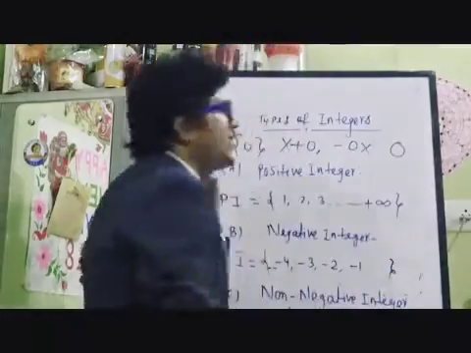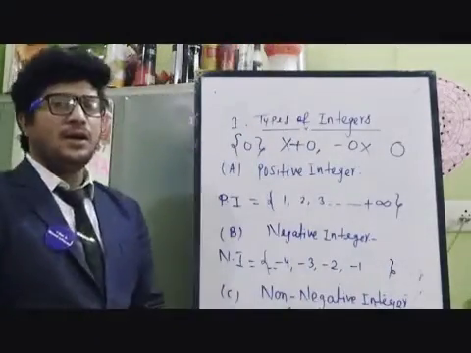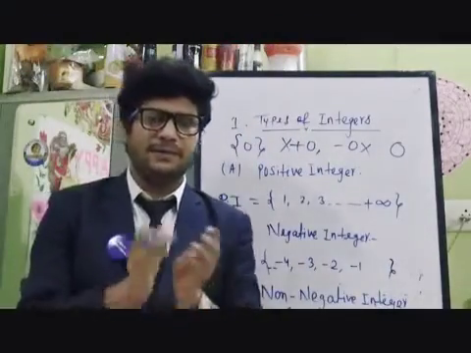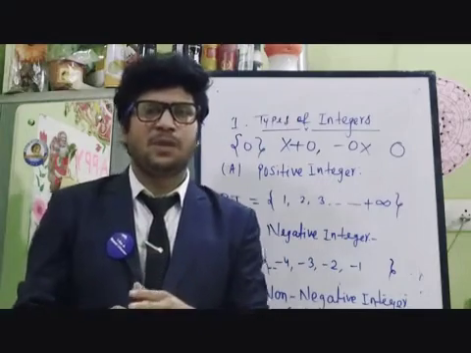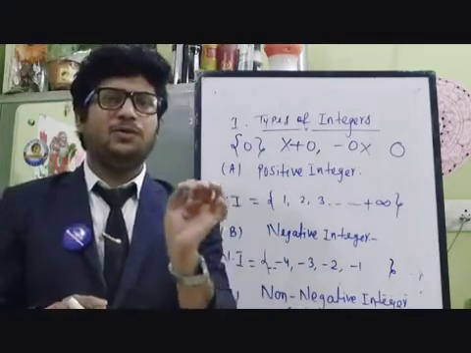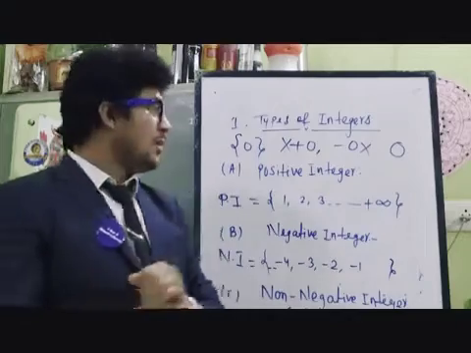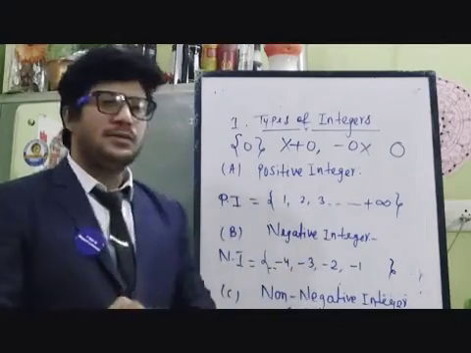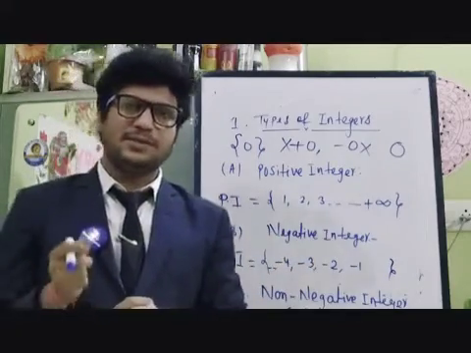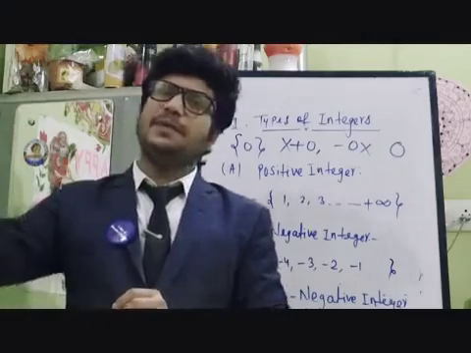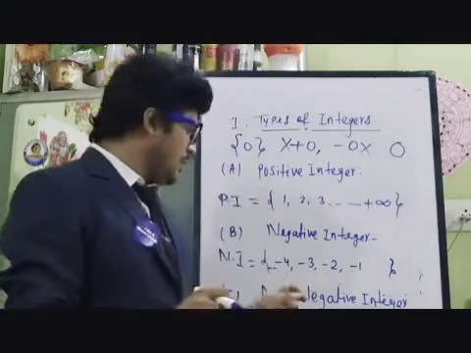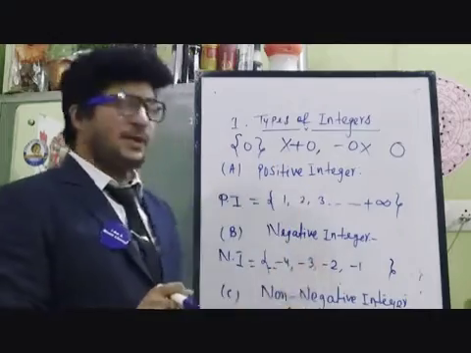Now, types of integers. Positive integers: nothing but counting numbers, 1 to infinity. Negative integers: -1, -2, -3, -4, up to minus infinity. Non-negative integers. These are the three types of integers.